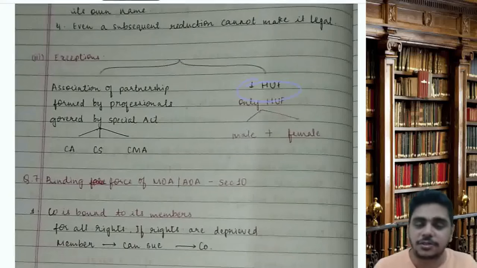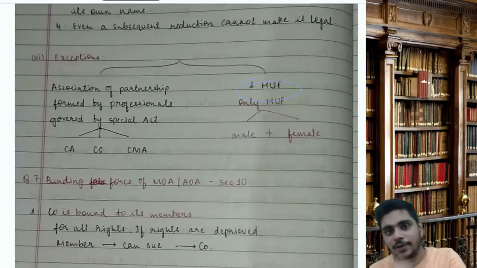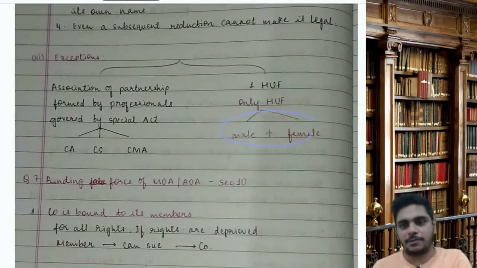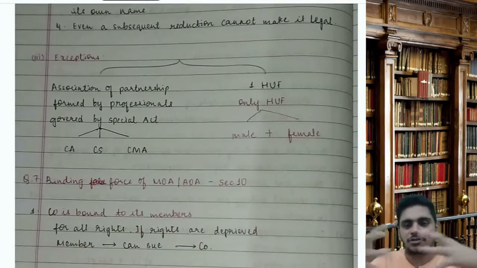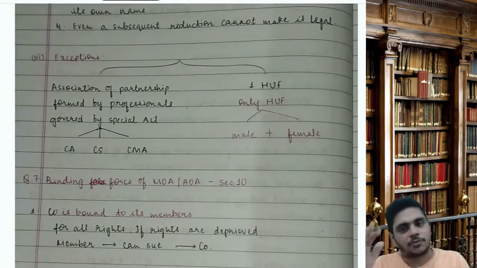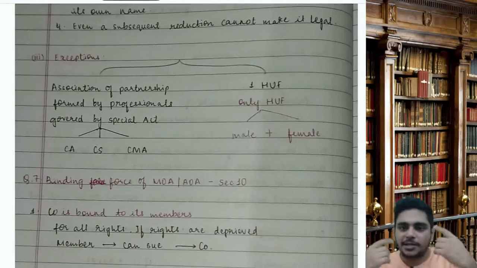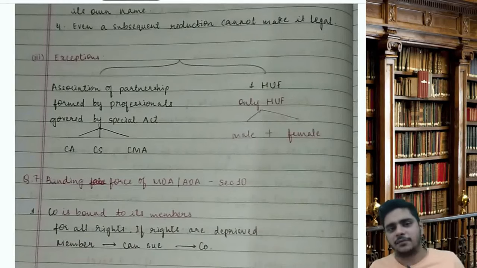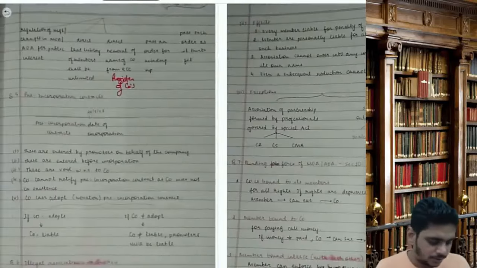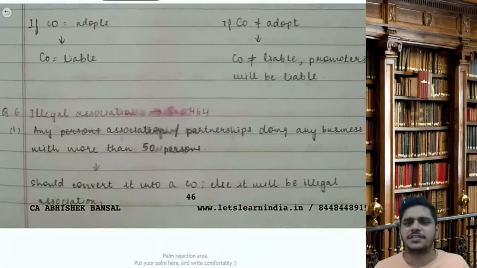And one HUF. Sir, one HUF means only one HUF, combining major male and female members. In a question, if minors are given, you have to exclude them. If it is only one HUF doing business with more than 50 members, it is allowed. But if my HUF of 45 people and Shah Rukh Khan's HUF of 7 people are mixed together, 52 people doing business together, it is not allowed, sir. Maximum 50 is allowed, and it is illegal. Shah Rukh Khan says, sir, I will remove 3 members. No, sir. Once illegal, always illegal. Okay. Revised: Illegal Association, Section 464.